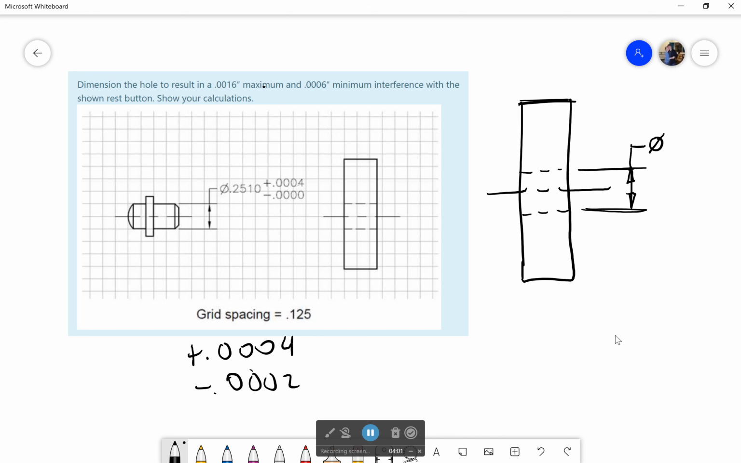And then there are actually two ways I can specify this. I can give it as limit dimensions, which would be 0.2504 and then 0.2498. That's one way. Or I could have specified it using my plus or minus tolerance, my bilateral tolerance. So give the base hole size, which is 0.2500, and then plus 0.0004 and minus 0.0002. So that would have been the other way I could have done this. Two ways, both equally correct.